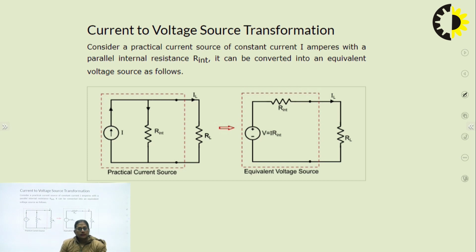Now what we are saying is, it is possible to transform a practical current source into an equivalent voltage source. Once again, what should be the value of this voltage source? We are saying we can transform this into a voltage source, having the same amount of internal resistance connected in series across the terminals. Rest of the circuit is undisturbed. It is going to remain the same. So what should be the value of this voltage? Once again, the derivation can be done.